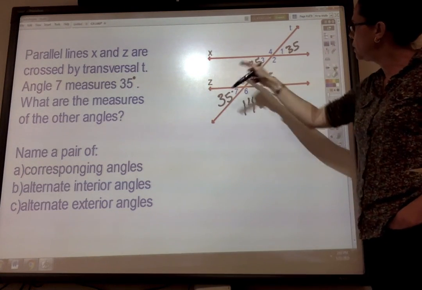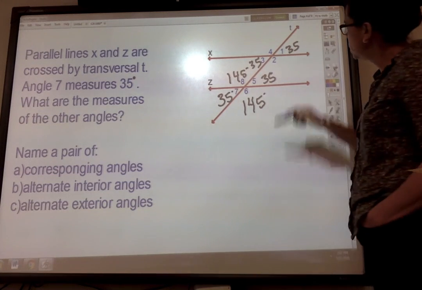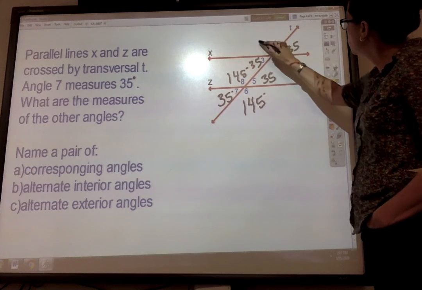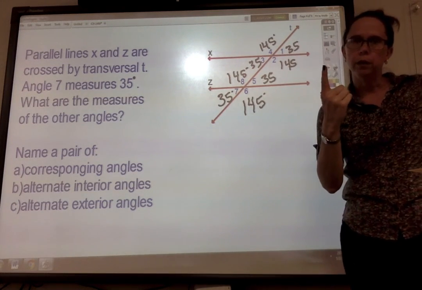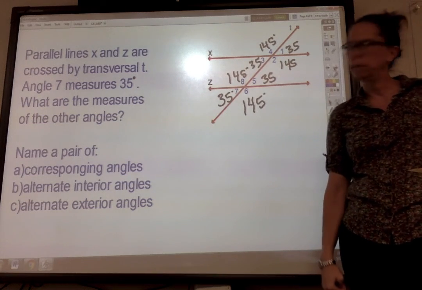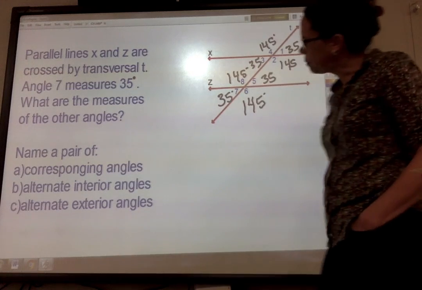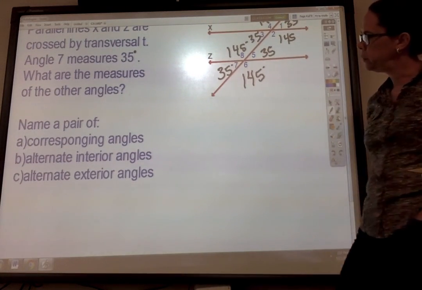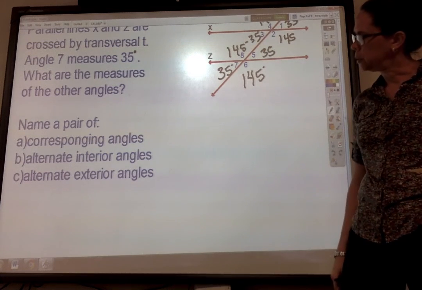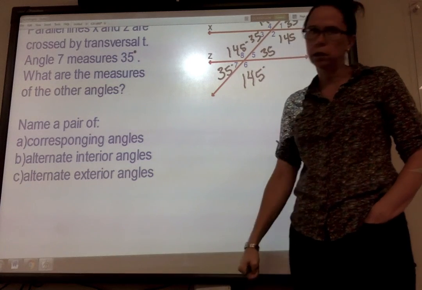That means all the other obtuse angles in my figure have to be 145. So if I know one of the angles in a transversal problem, I know all of the angles. Now this last part says to name a pair of corresponding angles, alternate interior angles, and alternate exterior angles. Go ahead and pause your video and see if you can name one of each of these.